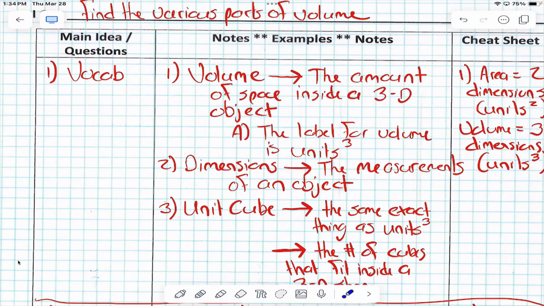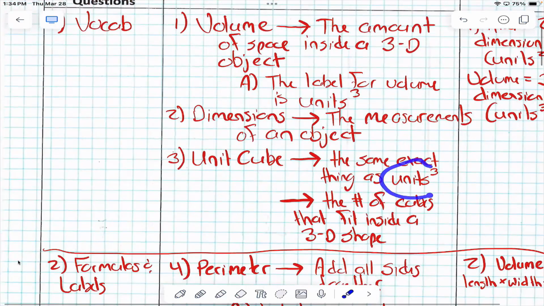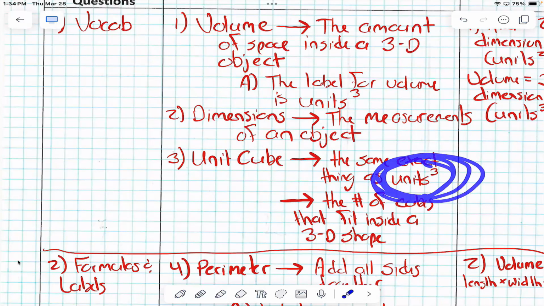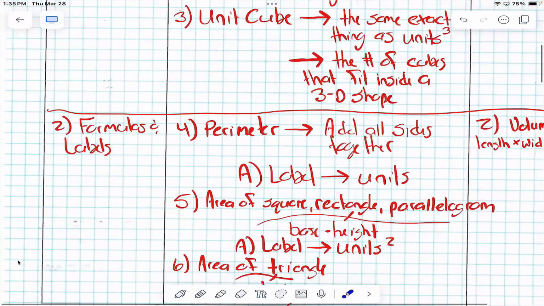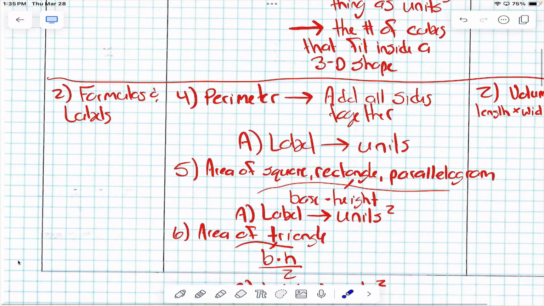Yes. Okay. And then unit cube is the exact same thing as units to the power of 3. Now, we use units to the power of 3 as our label for volume, right? Yes. Why do you think we have that 3 there? There's 3 dimensions in volume, right? Yeah. And there's 3 dimensions in a 3D shape, and 3D shapes go with volume, so it all goes with that number 3, right? Yeah. All right, cool.